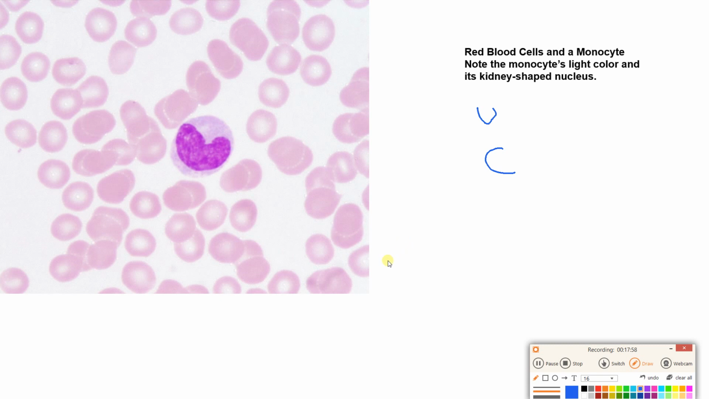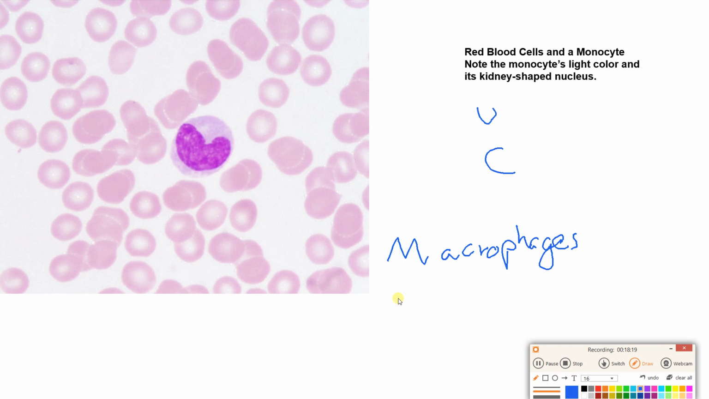Monocytes are actually only monocytes in the blood. When they go into your tissue spaces, they turn into macrophages. Macrophage, big eater. These are cells that will gobble up foreign things, gobble up broken pieces of cells, broken tissues, etc.